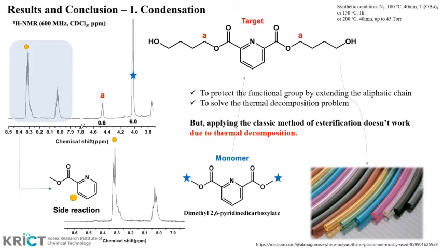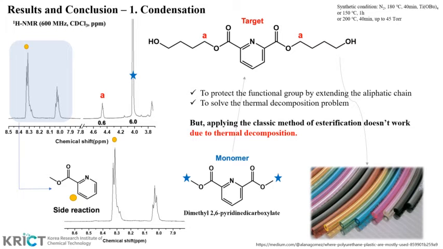I already synthesized the polyol from DPA and 1,4-butanediol. But DPA is thermally unstable and easily decomposed into pyridine and carbon dioxide. So instead of thermally unstable dipicolinic acid, I used the dimethyl form of DPA. The reason why I used 1,4-butanediol is to protect the functional group of monomers by extending the aliphatic chain and to solve the thermal decomposition problem.